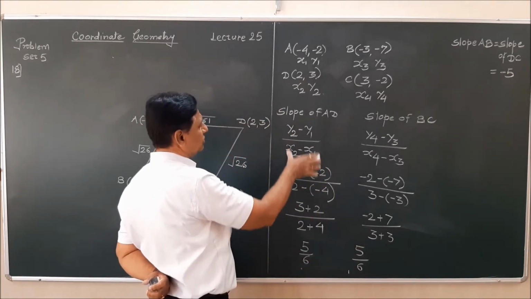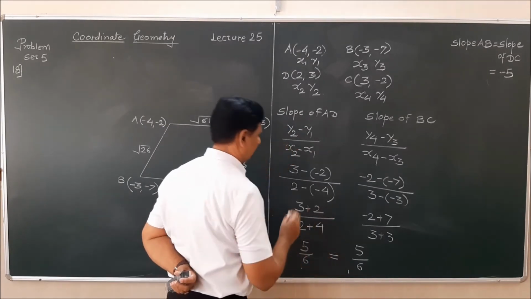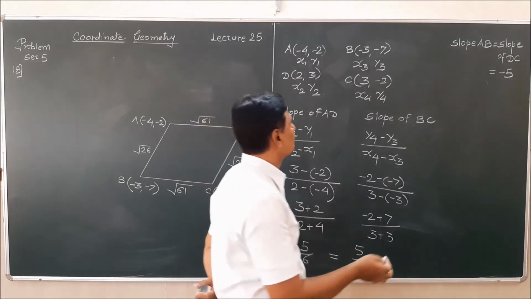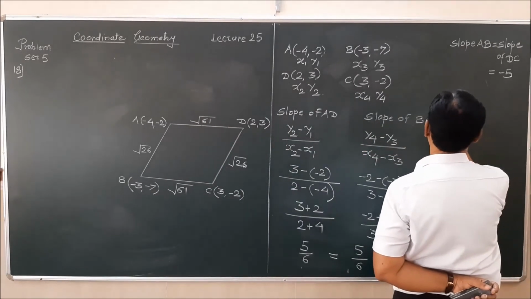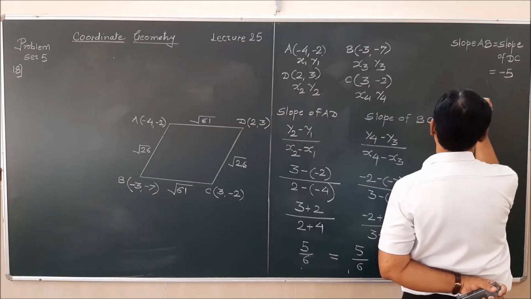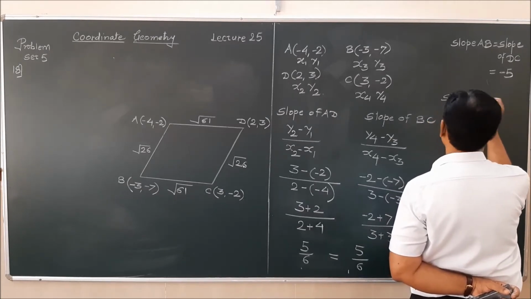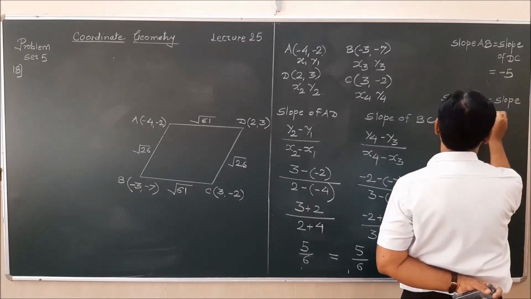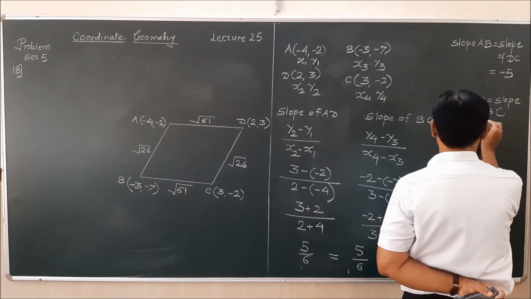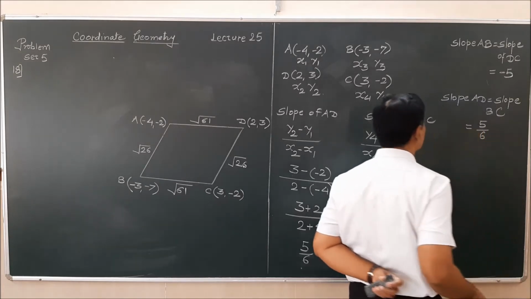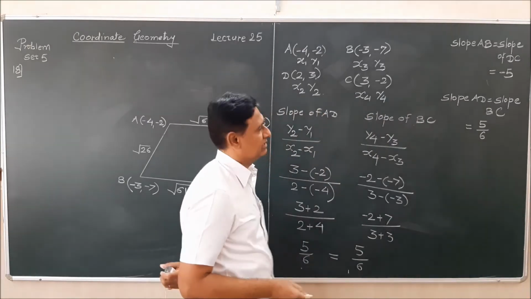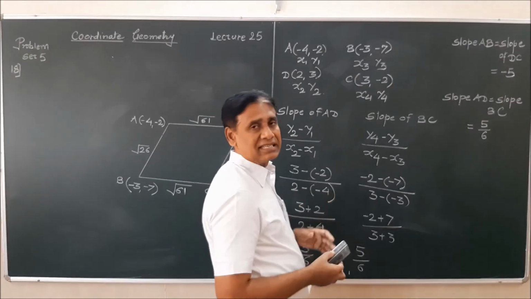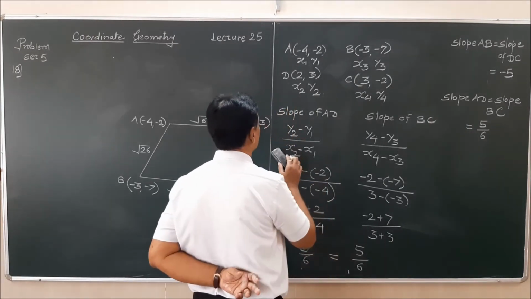So you can draw conclusion that slope of AD is equal to slope of BC, and that is equal to 5 upon 6. Now final result I have to write, right? That is result number B. So I'll write now result number B.